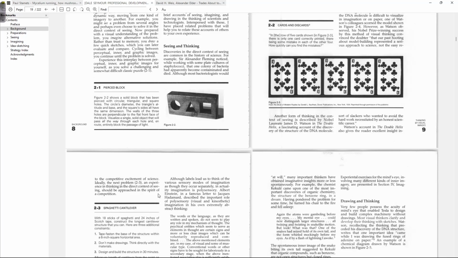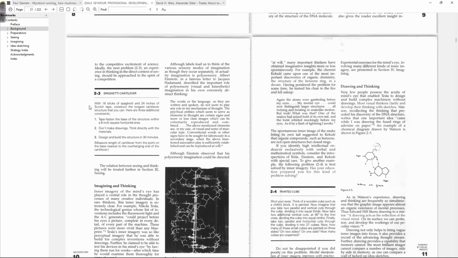Ideally, the next problem, 2-3, an experience in thinking in the direct context of seeing, should be approached in the spirit of a competition. 2-3, spaghetti cantilever. With 18 sticks of spaghetti and 24 inches of scotch tape, construct the longest cantilever structure that you can. Here are three additional constraints.